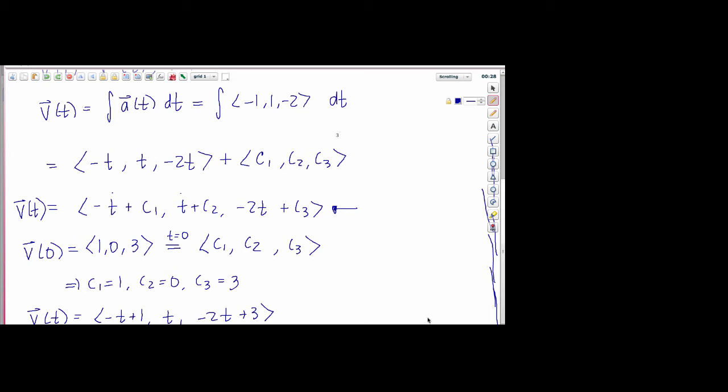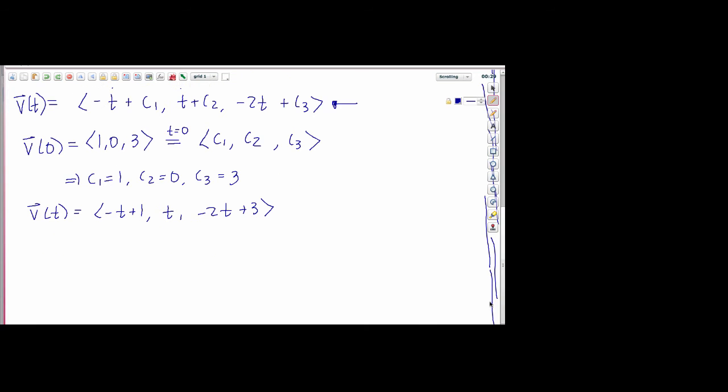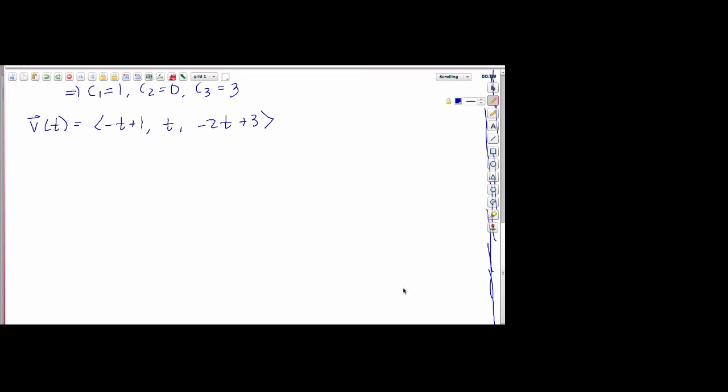So we now have our velocity vector that describes the velocity of our object at time t, but we wanted the position vector. So we need to integrate one more time. We remember velocity is the derivative of position, or position is the integral of velocity. So we're going to integrate one more time. So r(t) is going to be the integral of our velocity vector. So we're going to integrate component-wise again.